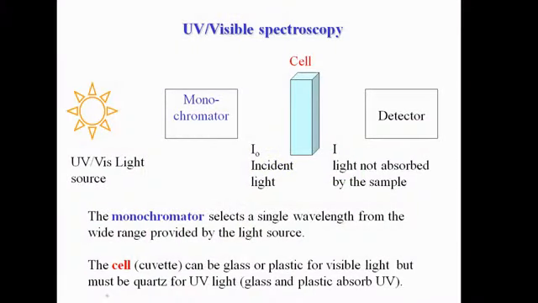Okay, so let's move on. So we talked about general spectroscopy, general units to use, how you convert between them, and now we're going to move on to the first spectroscopy. We're going to talk about UV visible spectroscopy.